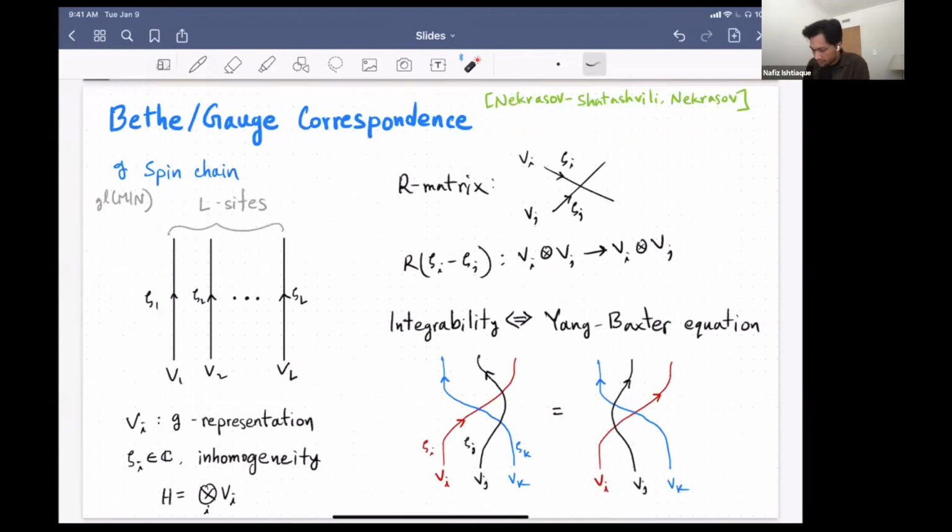The Bethe/gauge correspondence is a remarkable result relating two apparently distinct things. On one side, we have integrable spin chains, and on the other side we have gauge theories. In particular, I will be talking only about two-dimensional gauge theories. This was originally proposed for bosonic spin chains by Nekrasov and Shatashvili, and later was extended to super spin chains by Nekrasov.